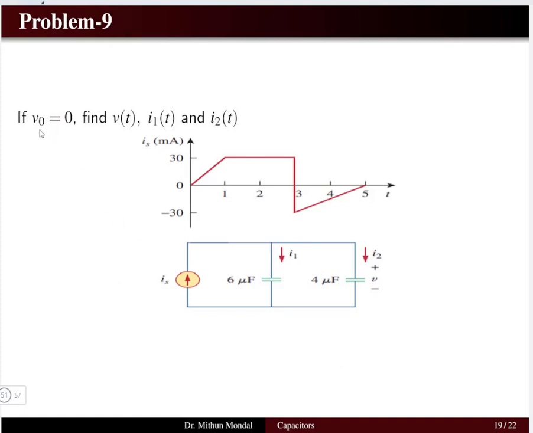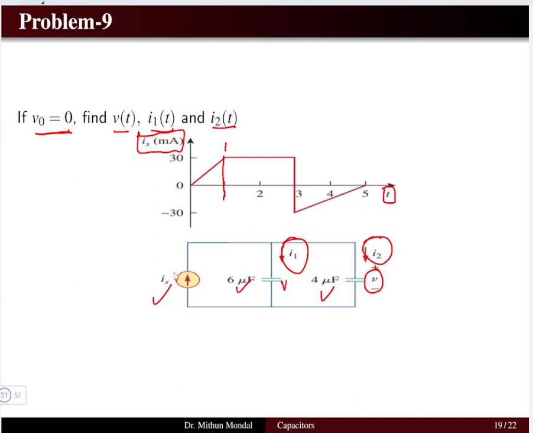We have to determine the current I1 and I2 and the potential V of t, given that the initial voltage in the capacitor is 0. So the source current Is, that is in milliampere with respect to time, is discontinuous. So we can see from 0 to 1, 1 to 3 we can plot, and from 3 to 5. Now I1 and I2 are the currents flowing through the 6 microfarad and 4 microfarad capacitors, where the voltage V will be the same for both the capacitors as they are in parallel.